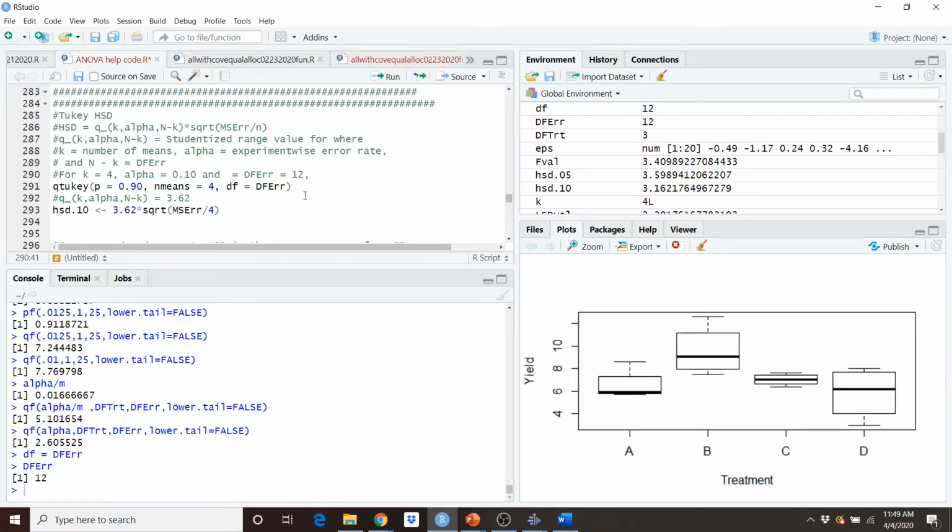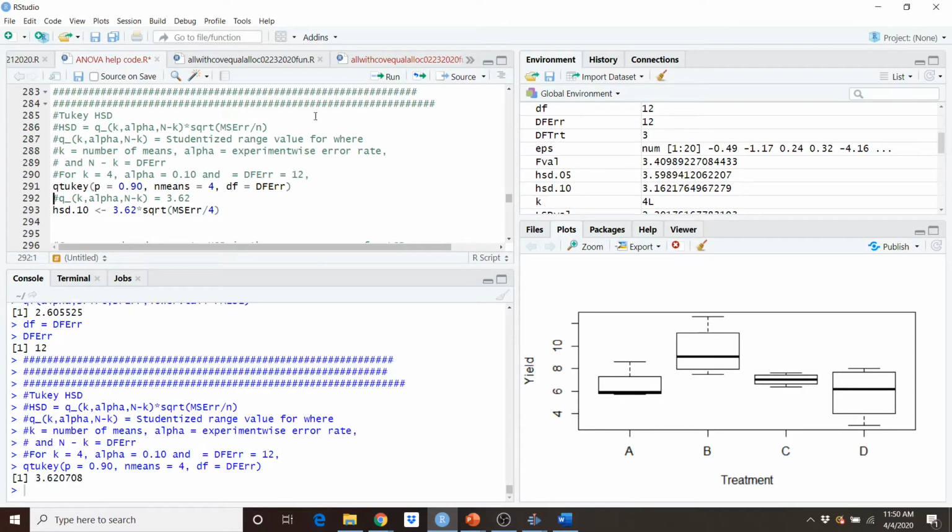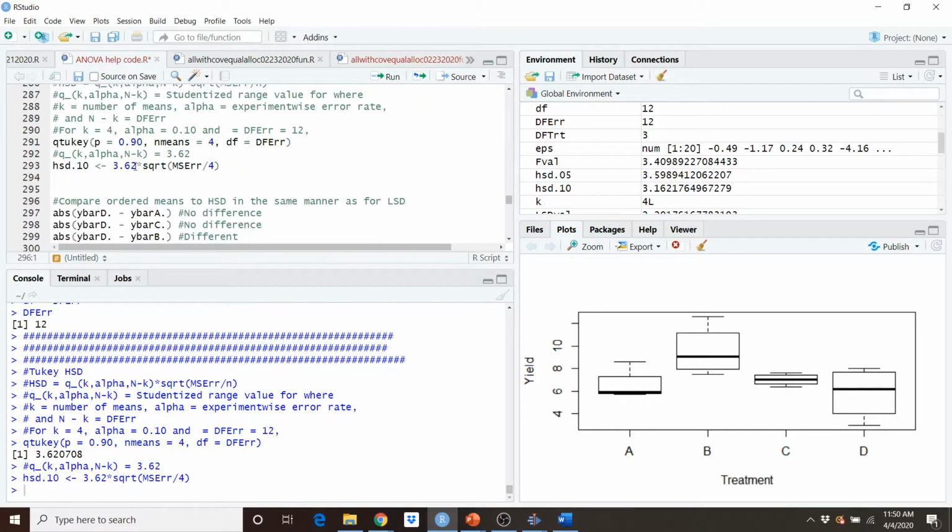Well, in order to determine what our Tukey value is, we're going to use the qtukey function. Now, notice, we want p equal to 0.90. And this is because we're looking for the upper tail, 0.10. Our number of means is 4. Our degrees of freedom for error is the degrees of freedom. And so what we get when we run this is a Tukey value of 3.620708. And so we'll set our honestly significant difference value for an alpha of 0.10 equal to our Tukey value times the square root of the mean square error over 4.